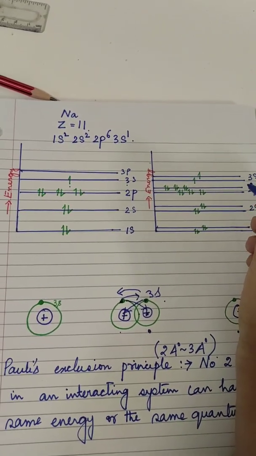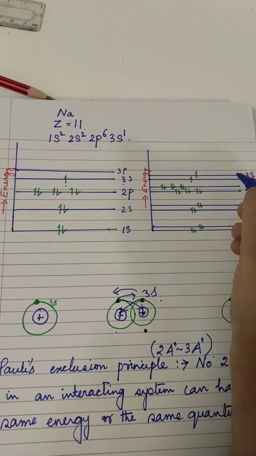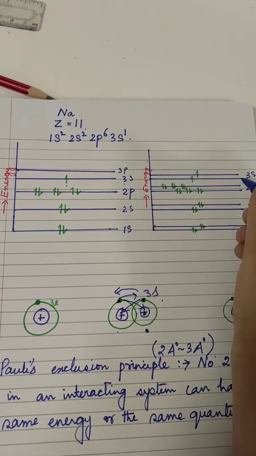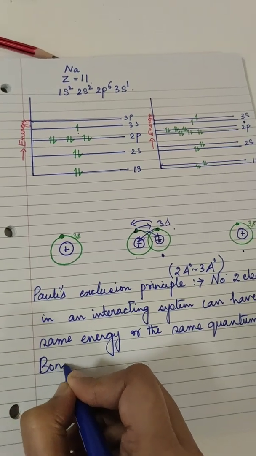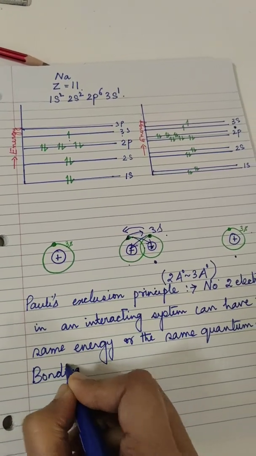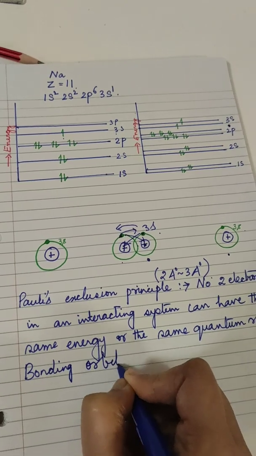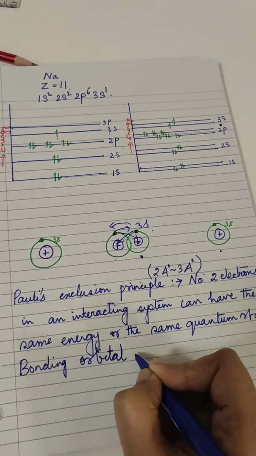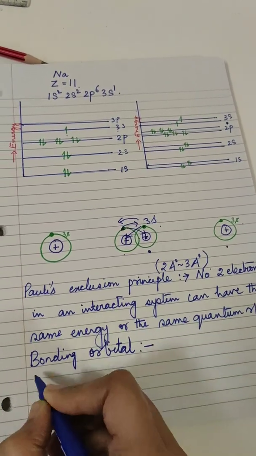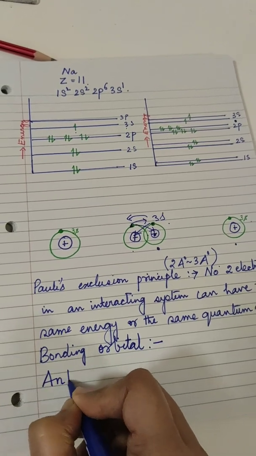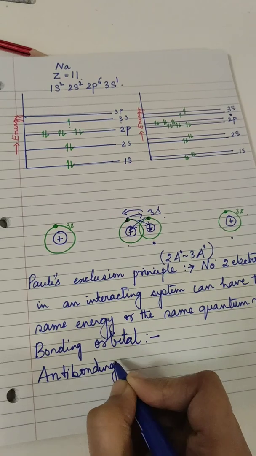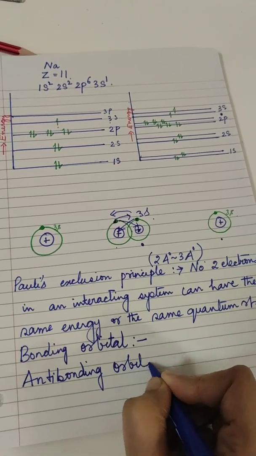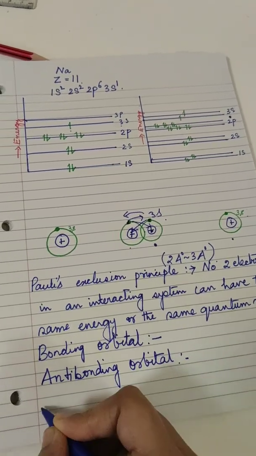They are actually called bonding orbitals and anti-bonding orbitals. The atomic orbitals overlap to give molecular orbitals. Molecular orbitals are of three types: bonding orbital, anti-bonding orbital, and non-bonding orbital.